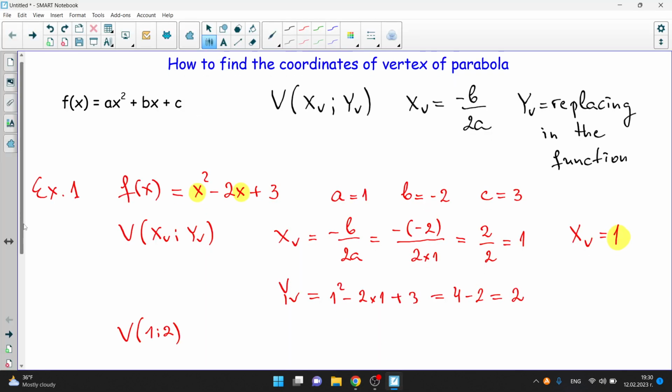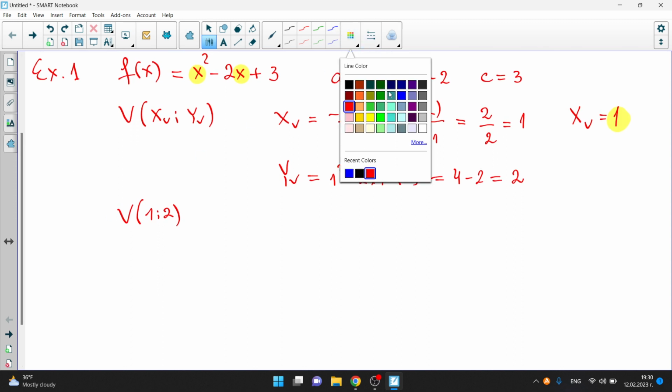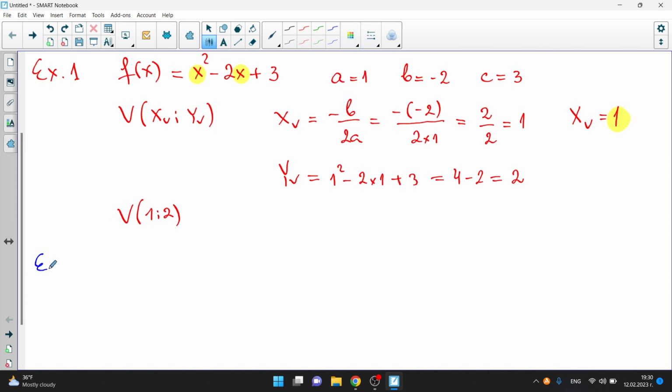Example number 2. Let our function g be minus x squared minus 4x minus 3. In this case, a is minus 1, b is minus 4, and c is minus 3.